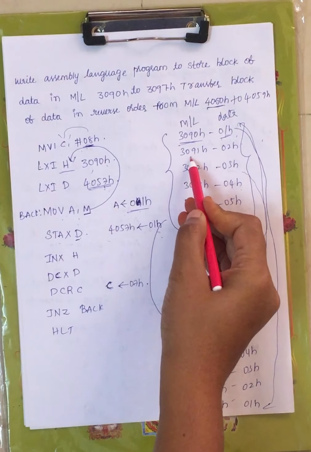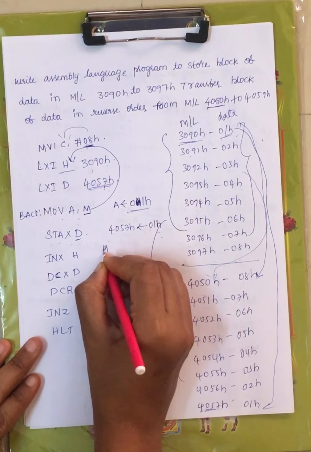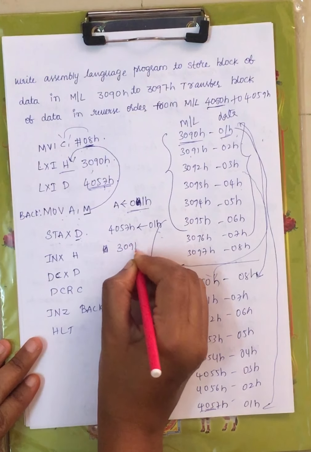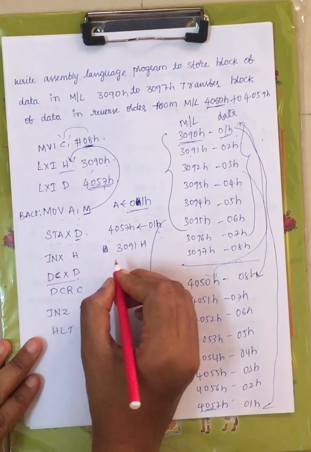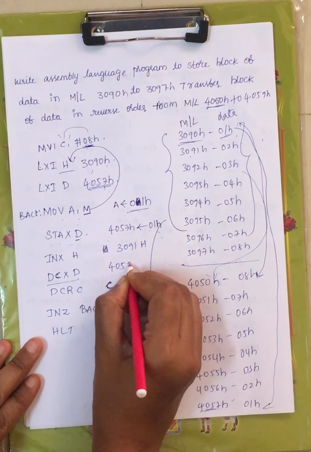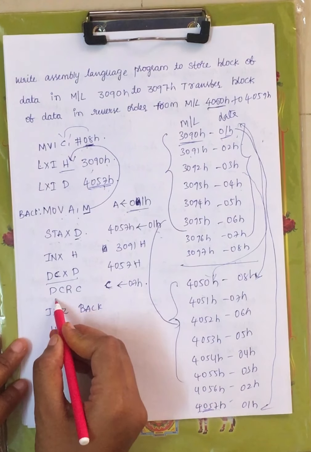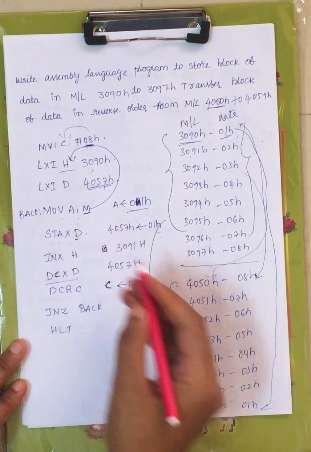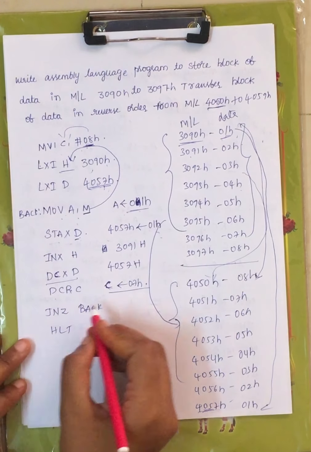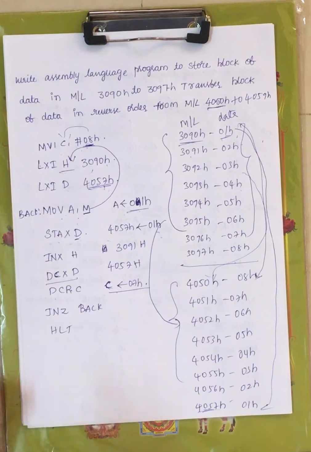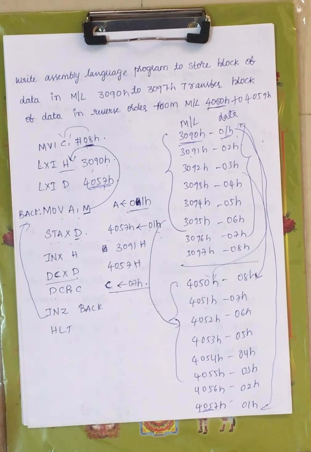Now next it will increment H. Now the value of memory location is 3091H. Now again you have to decrement D, that's why it will be 4057H. Now one data has been moved. Now the count has to be decreased. That's why C is 07H. Now C is not 0, so it will jump to this loop.